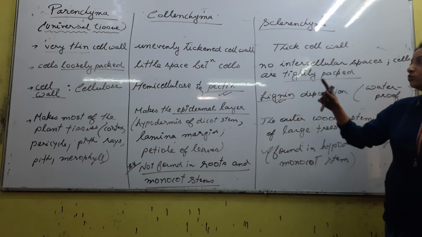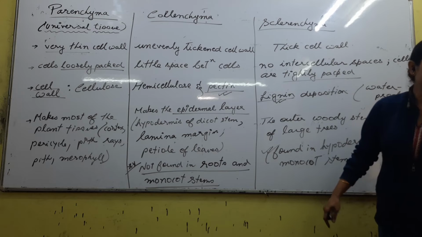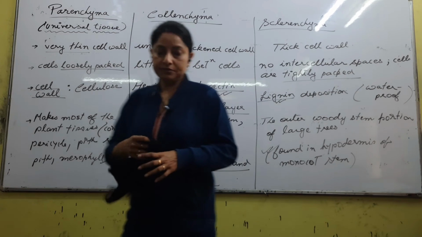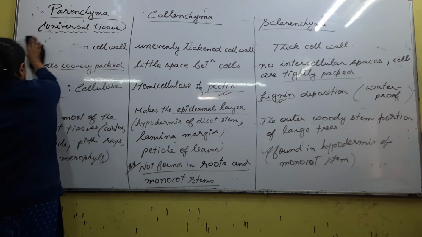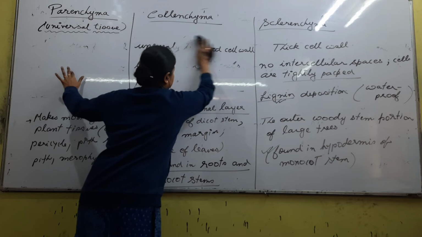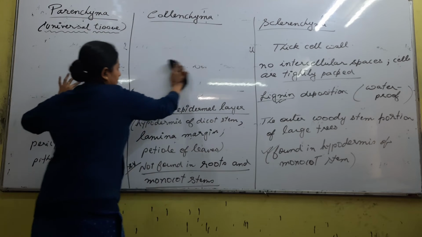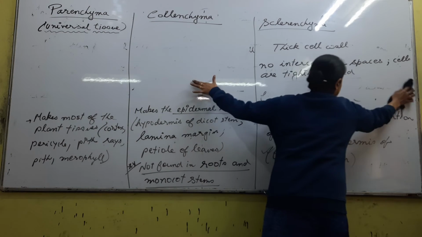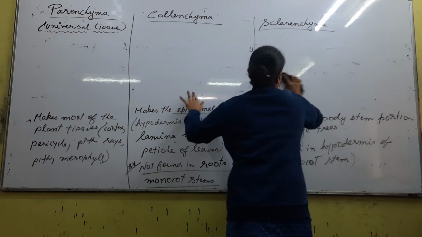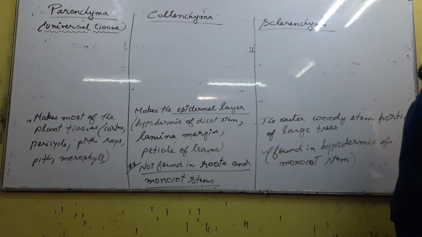A question has been asked about loosely packed and tightly packed, right? So I have underlined it. And lignin deposition you have to remember; Casparian stripes also, right? Casparian stripes, I think you remember, in the endodermis.